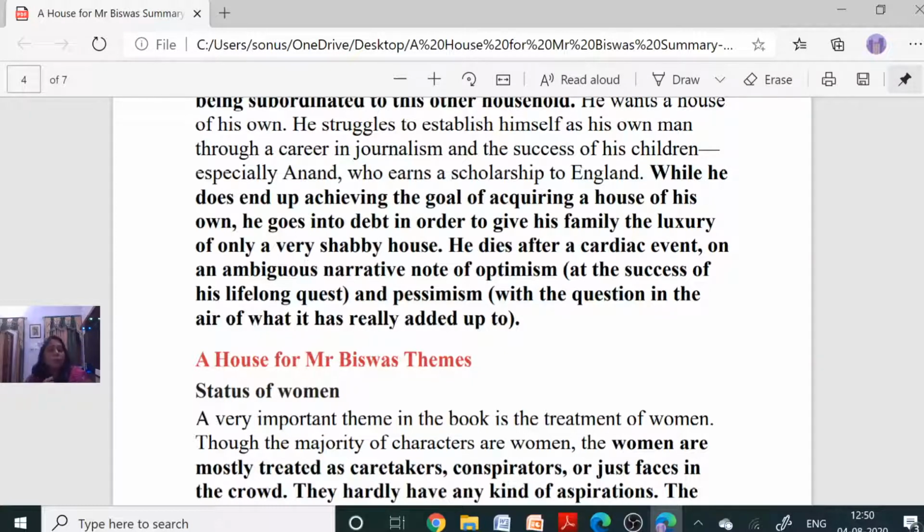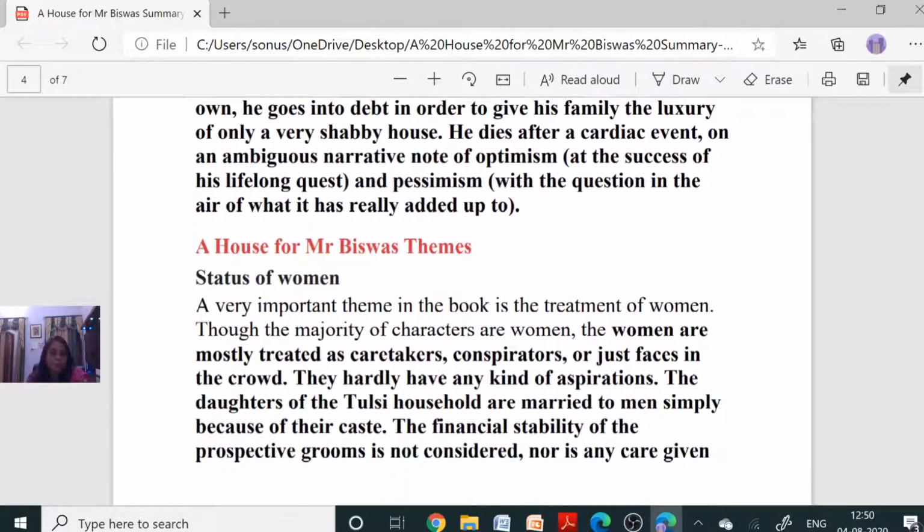We are going to talk about A House for Mr. Biswas in detail, and then we're going to do the analysis part. But before that, let's look at the major themes you're going to see in this fiction.